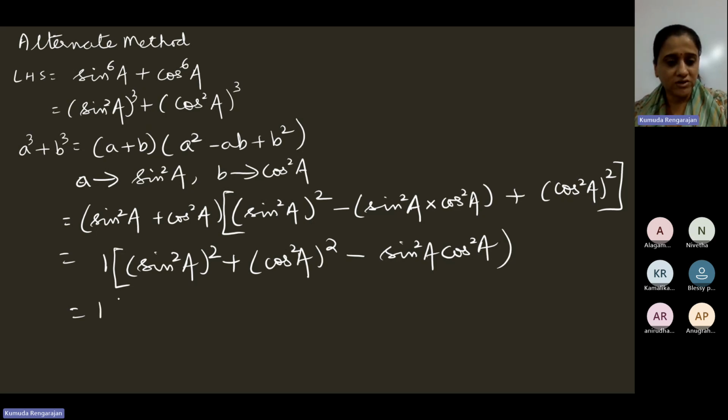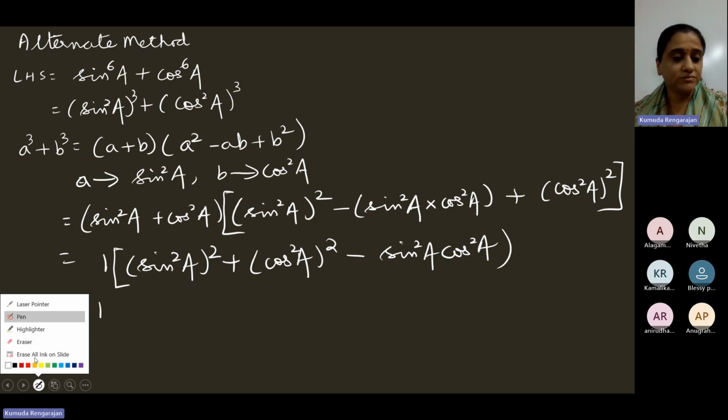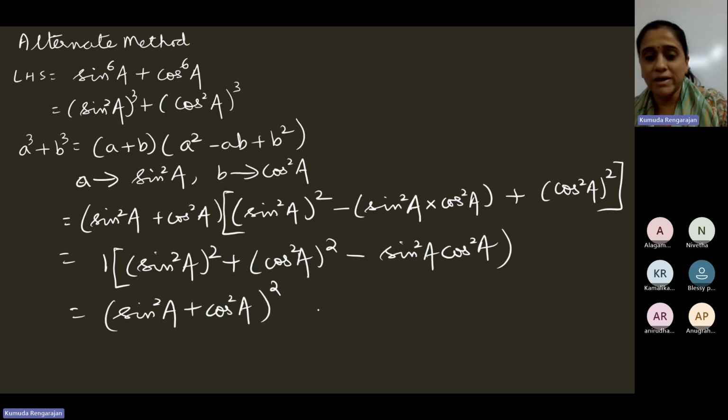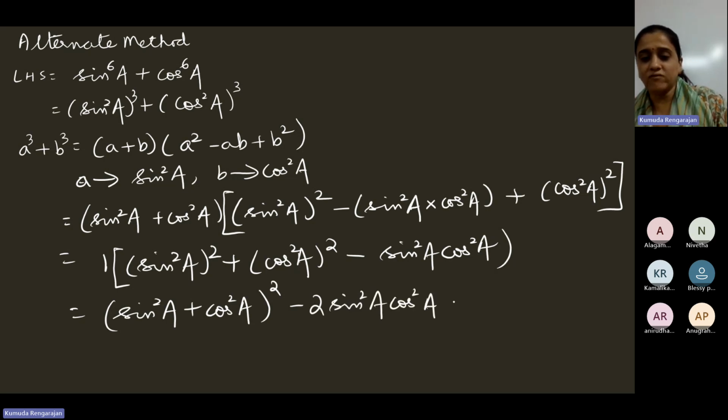Don't have to write the 1. So what do you get? What is a square plus b square? A plus b the whole square. A square plus b square is a plus b the whole square minus 2ab. This is a, this is b. And we already have minus sine square a cos square a, write that.